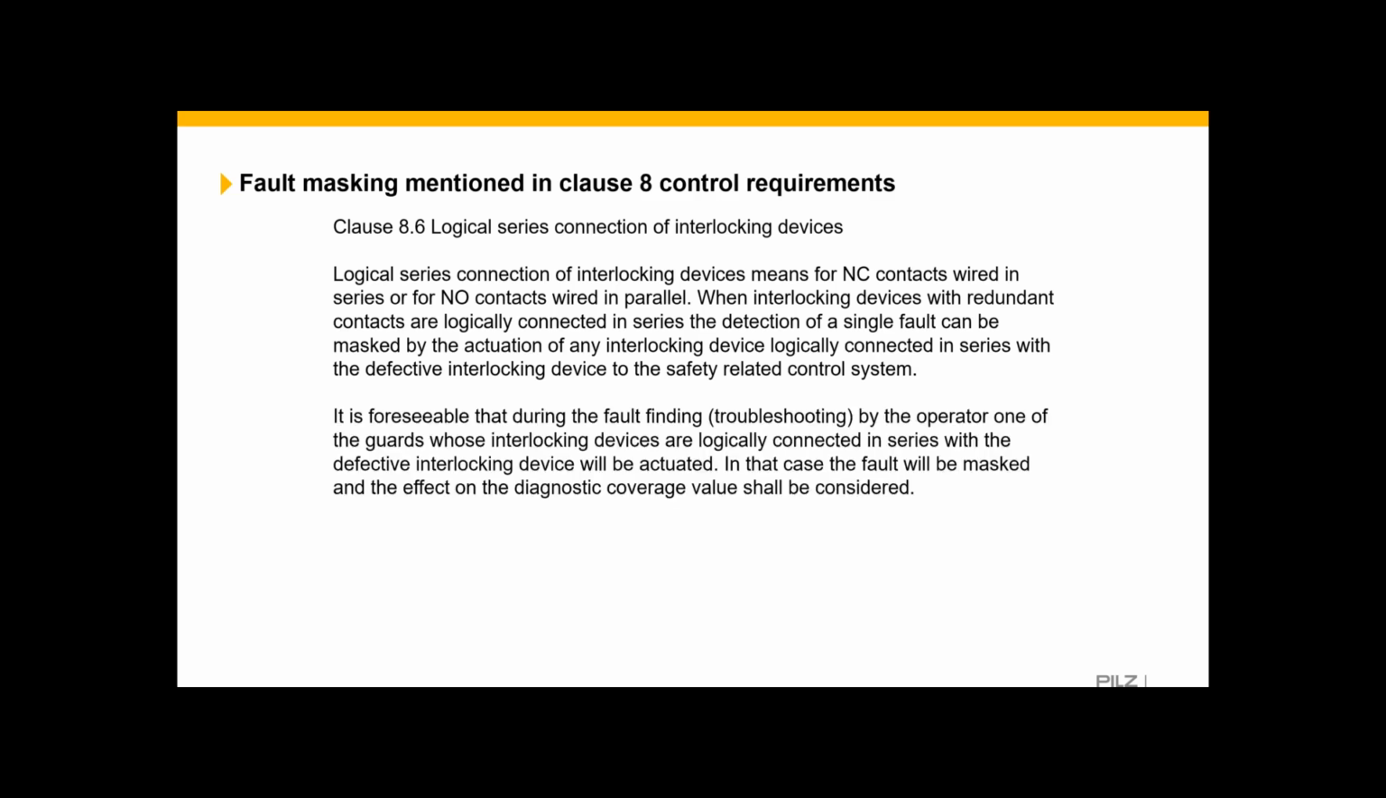And it's therefore foreseeable that during the fault finding process, i.e.